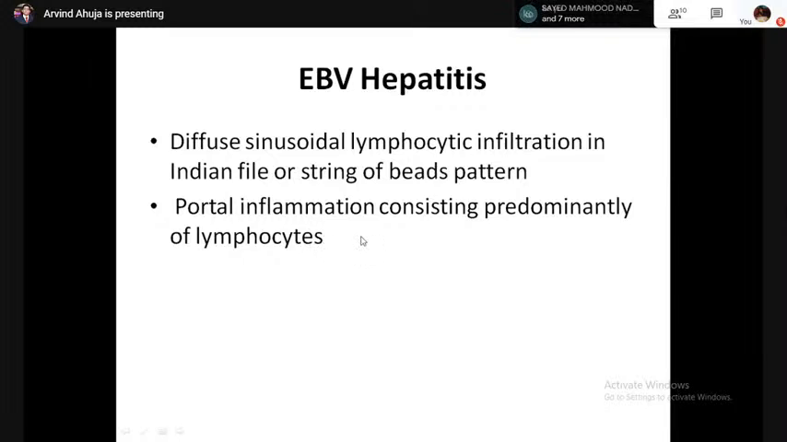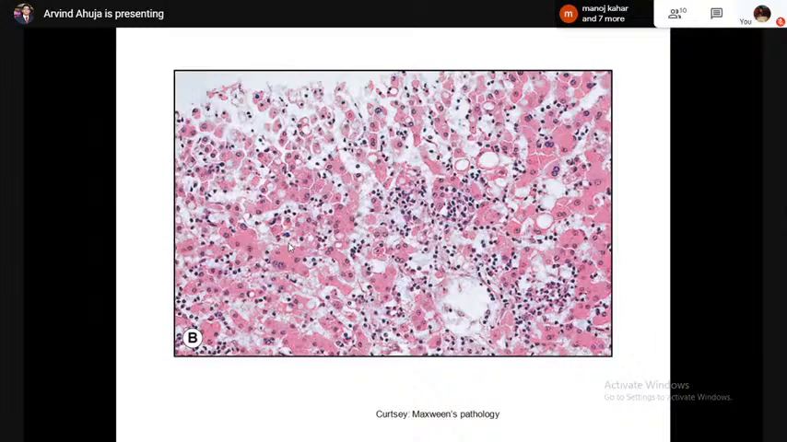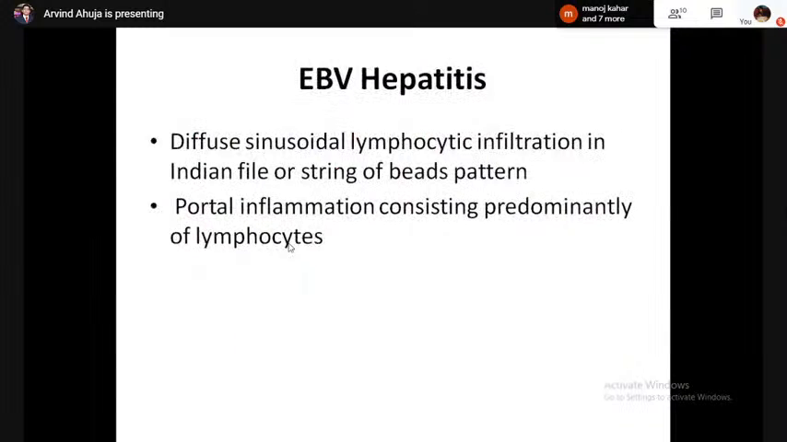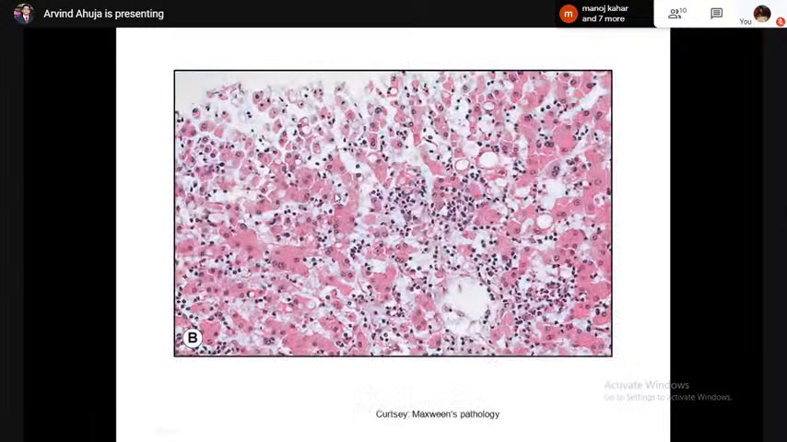Portal inflammation, periportal spillage or interface activity, as well as lobular inflammation, can also be seen in hepatitis B, hepatitis EBV related hepatitis. Sorry. So this is a photograph in which you can see there is lots of lobular inflammation, and the sinusoids are engorged with mononuclear cells along with few neutrophils here.